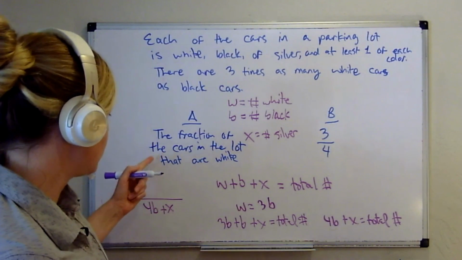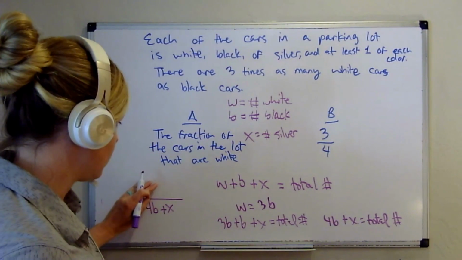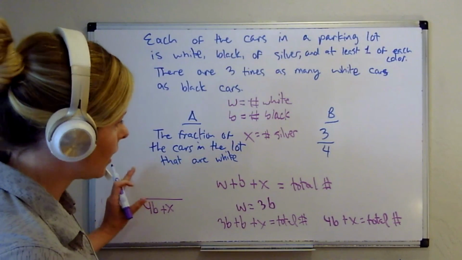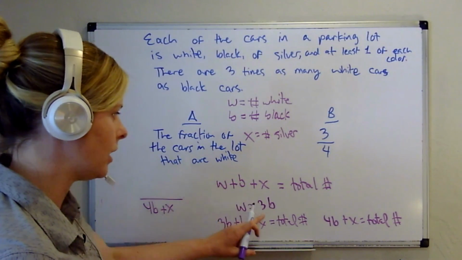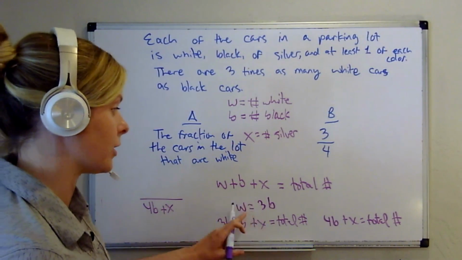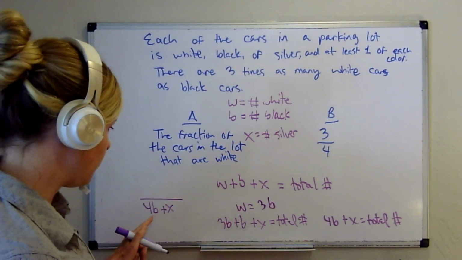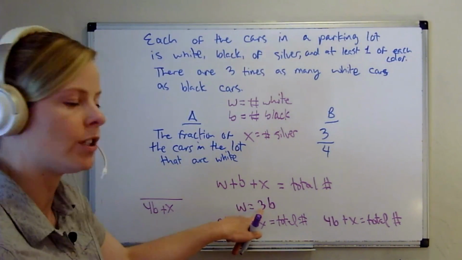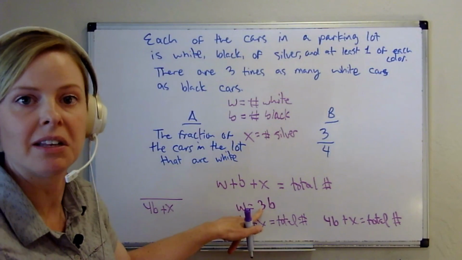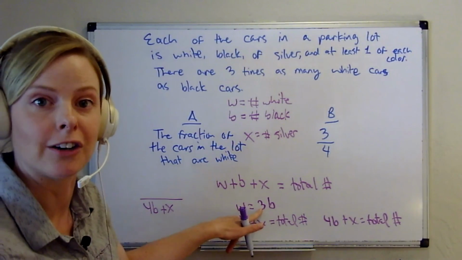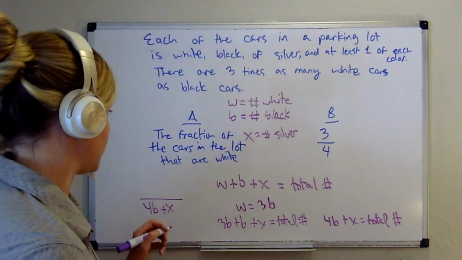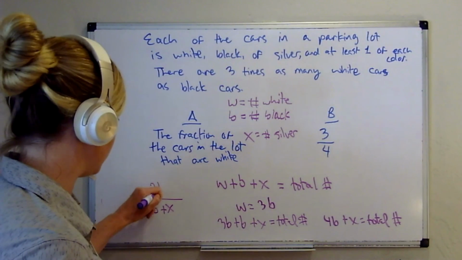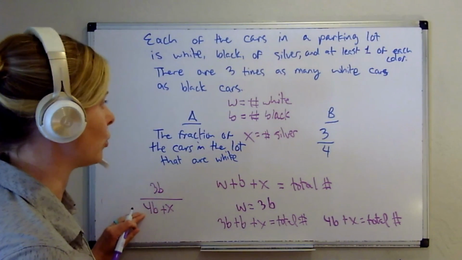And when we're deciding how to write the number of white cars, we've got a couple of options. We could put W or we could put this 3B, because we know that those things are equivalent. Because we've got B and X in the bottom, I would choose to put B in the top, because then we've minimized our number of variables in this expression. So we've got 3B, our number of white cars, divided by our total number of cars in the lot.